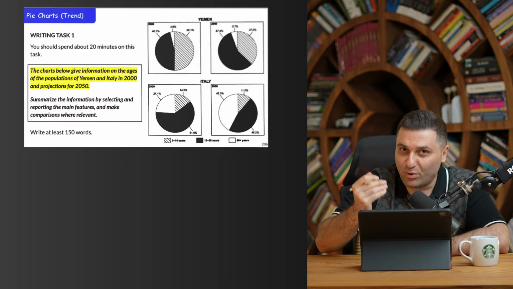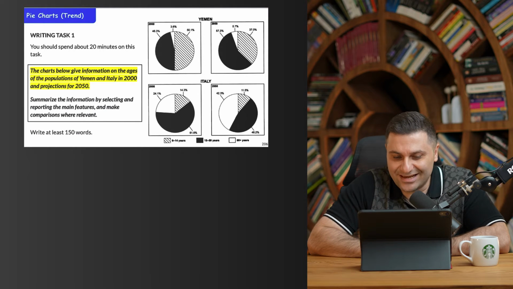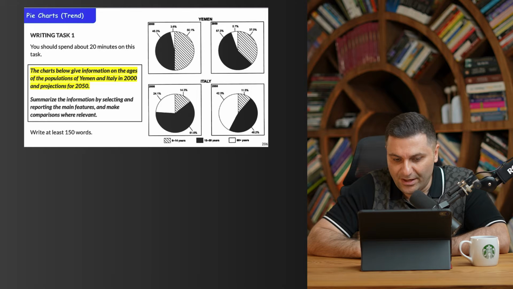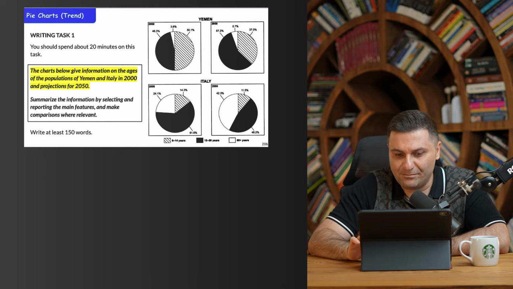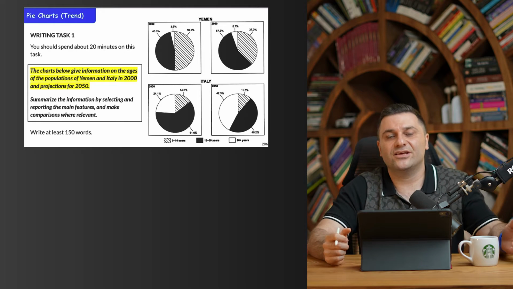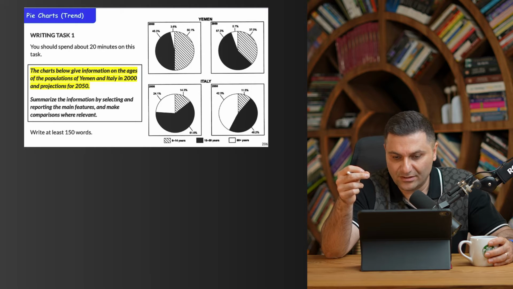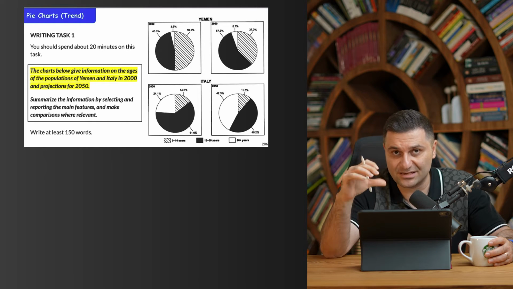And our last, let's say, chart here is pie chart. And it is again a trend, which is about giving data during a time period. So as you can see on your screen, this is a sample trend of pie chart. We worked on this before about what type of graph it is. So it is trend graph, and it compares, or gives information about two countries, Yemen and Italy, in 2000 and 2050. So it is a mixture of the past tense and future tense.